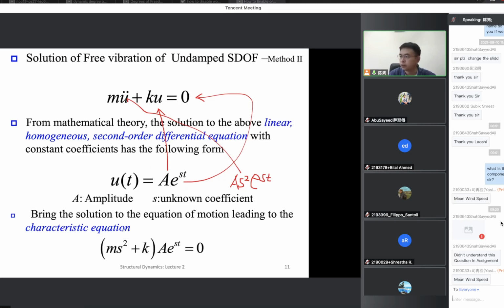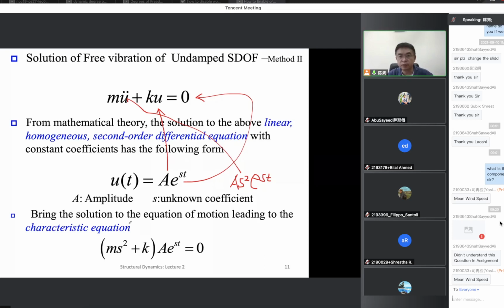So finally we can get this equation: (m s^2 + k) A e^(st) equals 0. This is what we call the characteristic equation. This is the common way, actually the classical way to solve this problem.